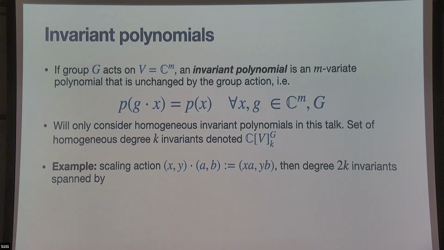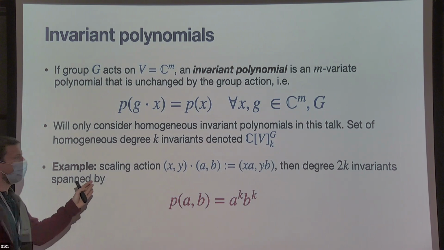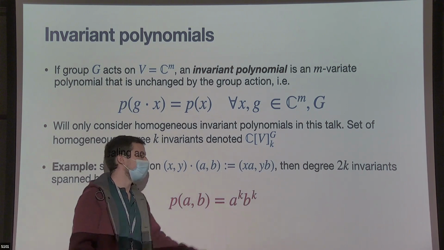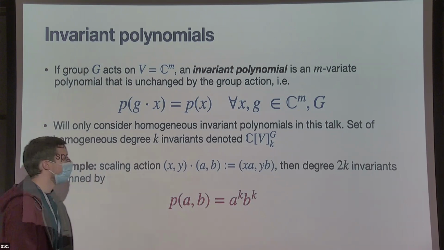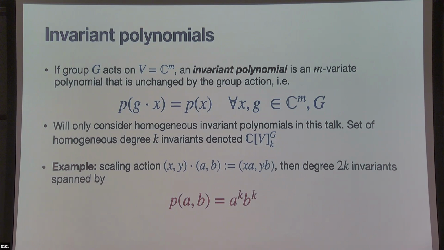Yeah. So here's an example of an invariant polynomial for this scaling action we were talking about. The polynomial where you just take the product and raise it to the k will be an invariant of degree 2k. And that's all of them, up to rescaling. So all powers of ab.